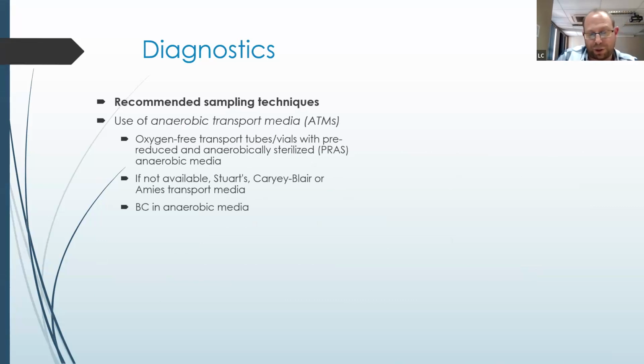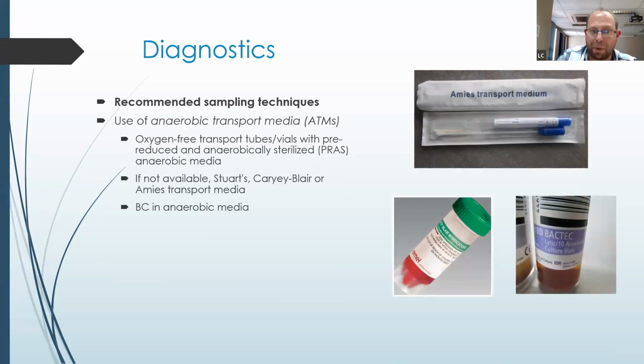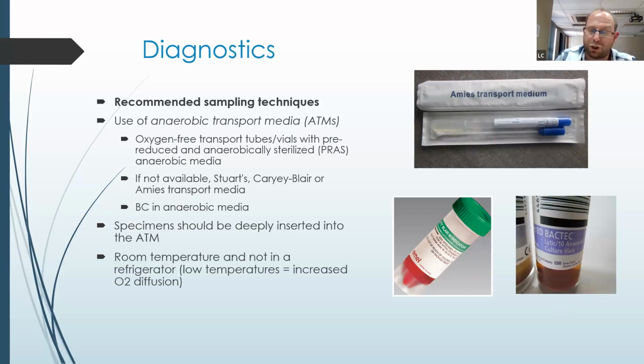If those aren't available, which they often wouldn't be, things like Stewart's, Carey-Blair, which we saw around, for example, the cholera outbreak, Amies transport media, blood cultures in anaerobic bottles, these can improve your yield or your likelihood of recovering the anaerobes that are involved in the infection. The specimens should be inserted deep into the media if you are going to send them off. These samples should not be put in the fridge. It actually increases oxygen diffusion, so you're more likely to kill the anaerobes before you can culture them.